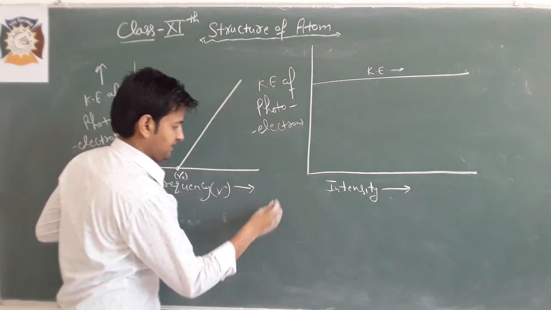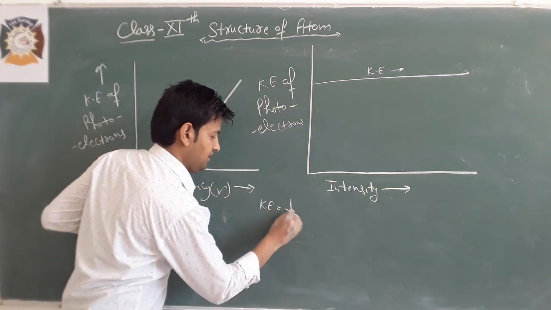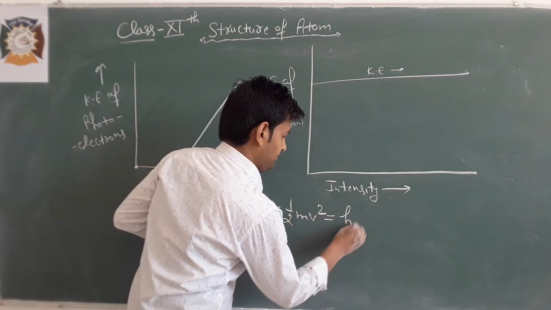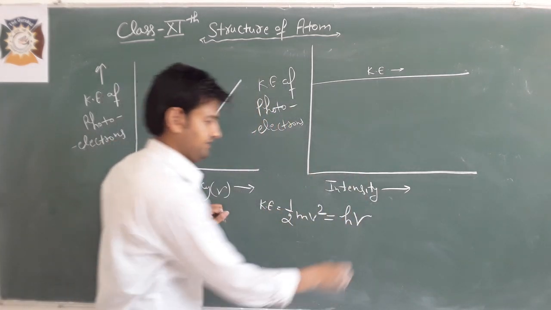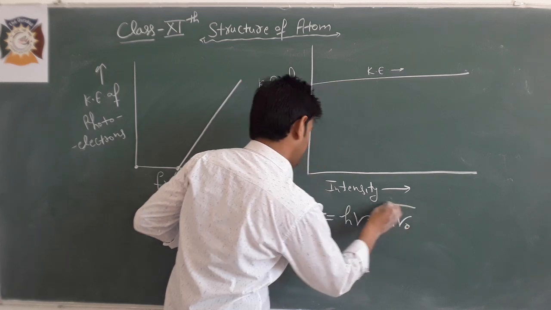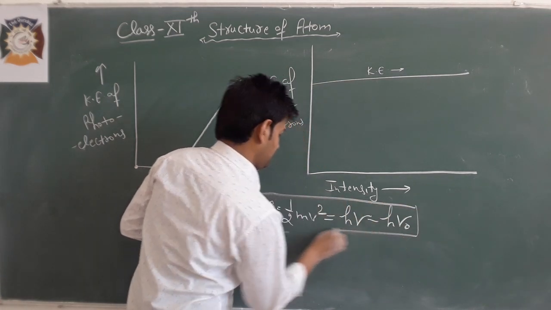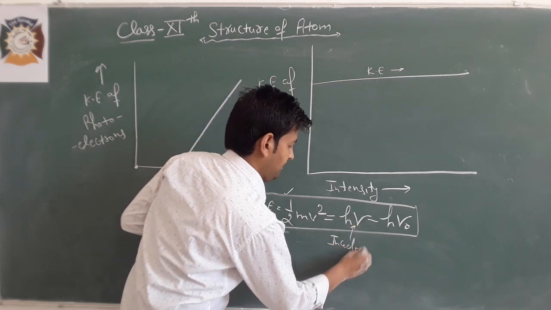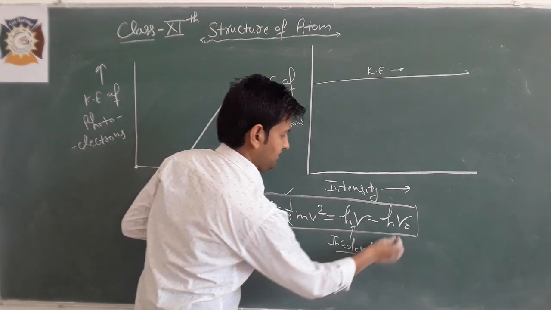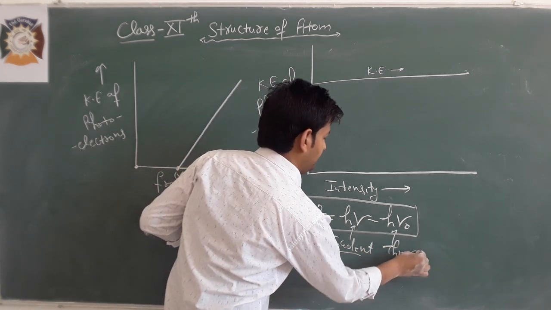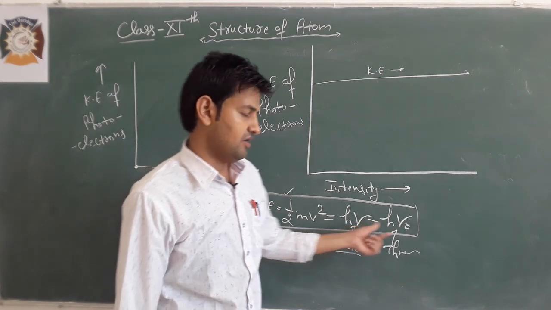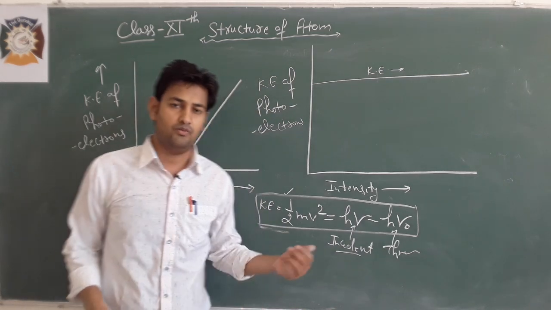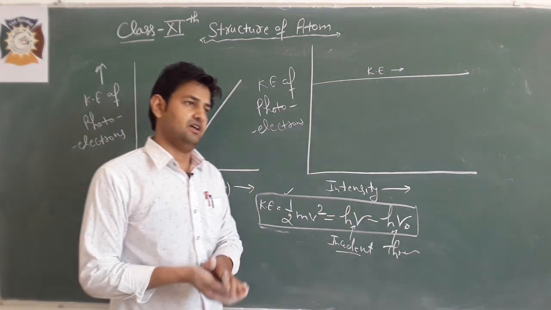So we can say that kinetic energy, half m v square, will be equal to h nu minus h nu naught. Here h nu is the incident frequency, the incident energy, and h nu naught is the threshold energy. According to the Einstein equation, energy is equal to h into nu. This is the phenomenon of the photoelectric effect.